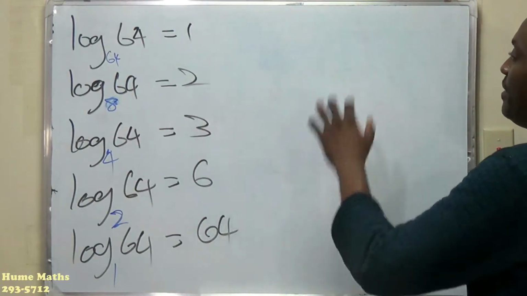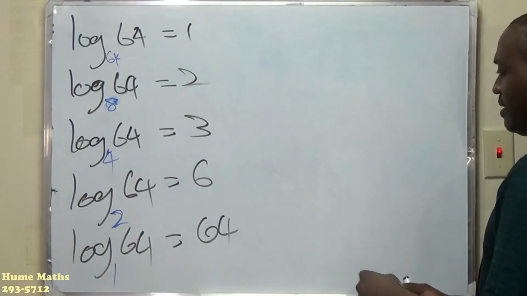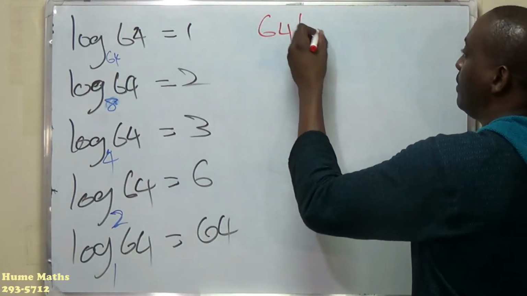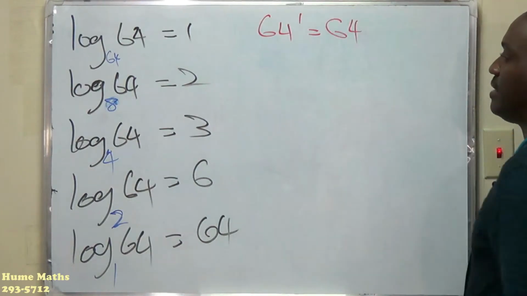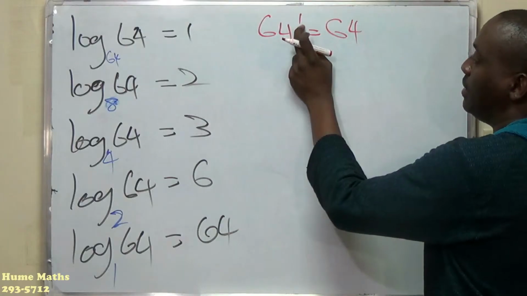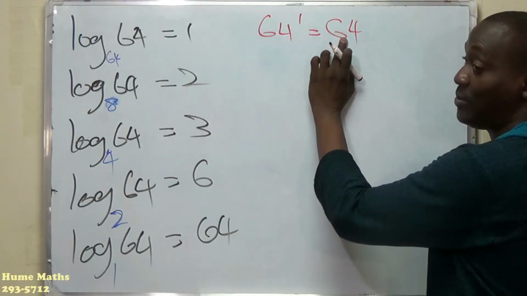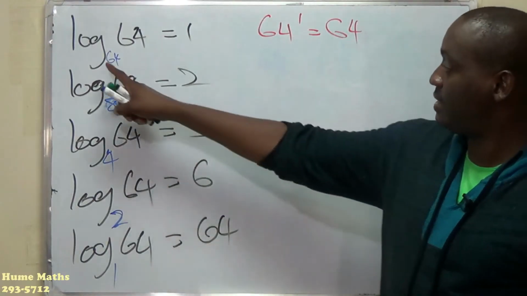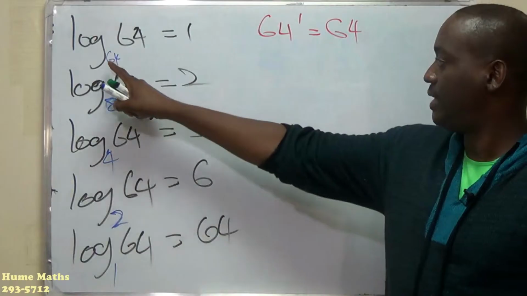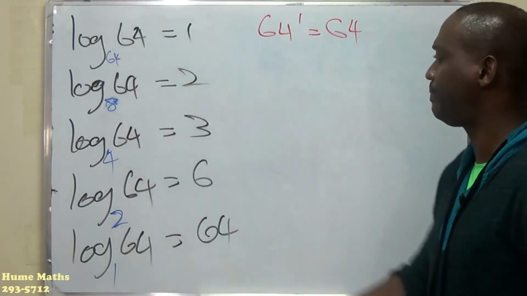Good? This is the case because, I'm going to write this in red now, 64 to the power of 1 is equal to 64. So in other words, 1 is the power to which your base of 64 must be raised to give you back a quotient of 64. 64 to the power of 1 is equal to 64. Your base is 64, raised to the power of 1, is equal to 64.